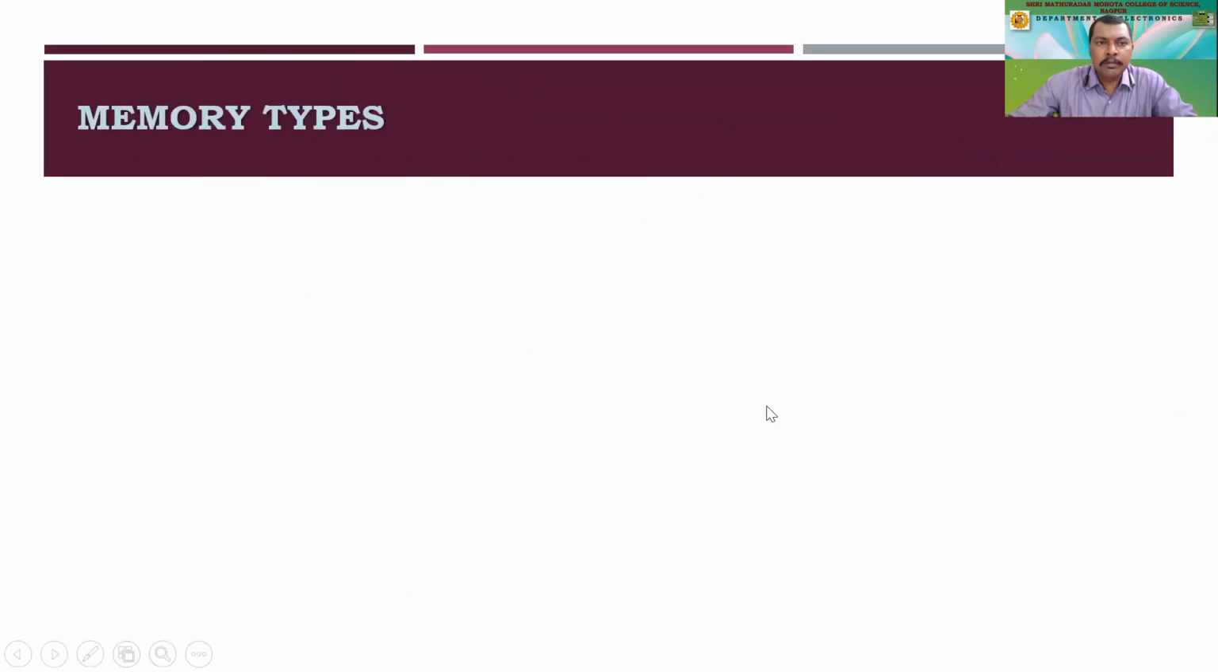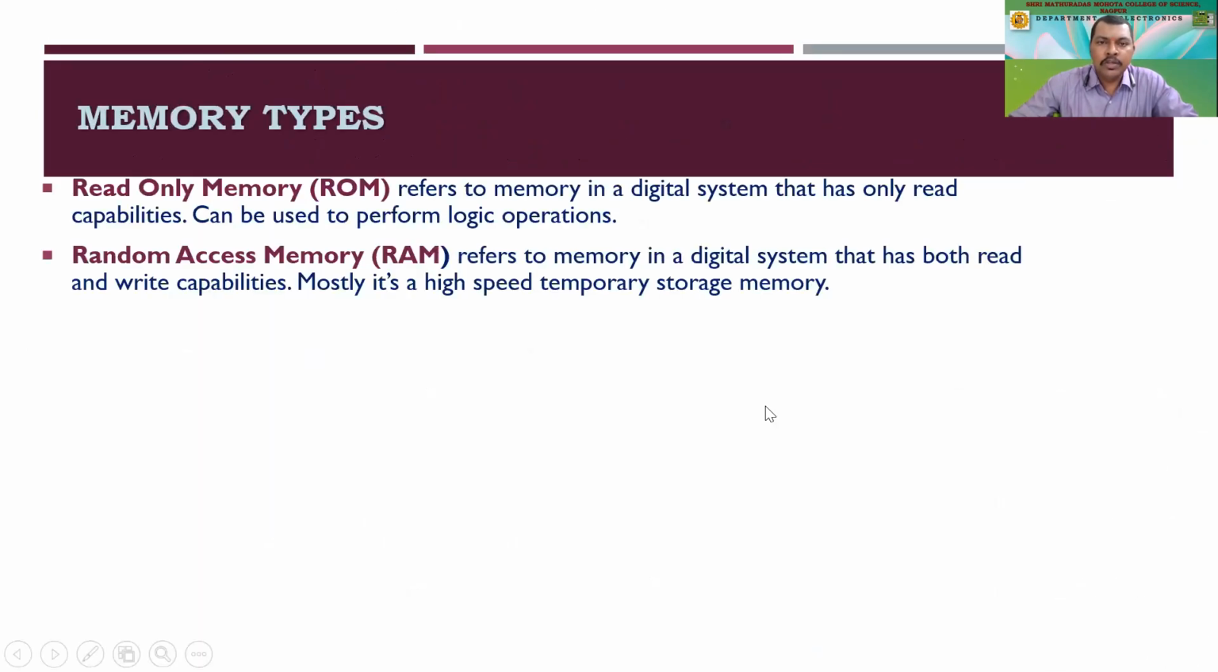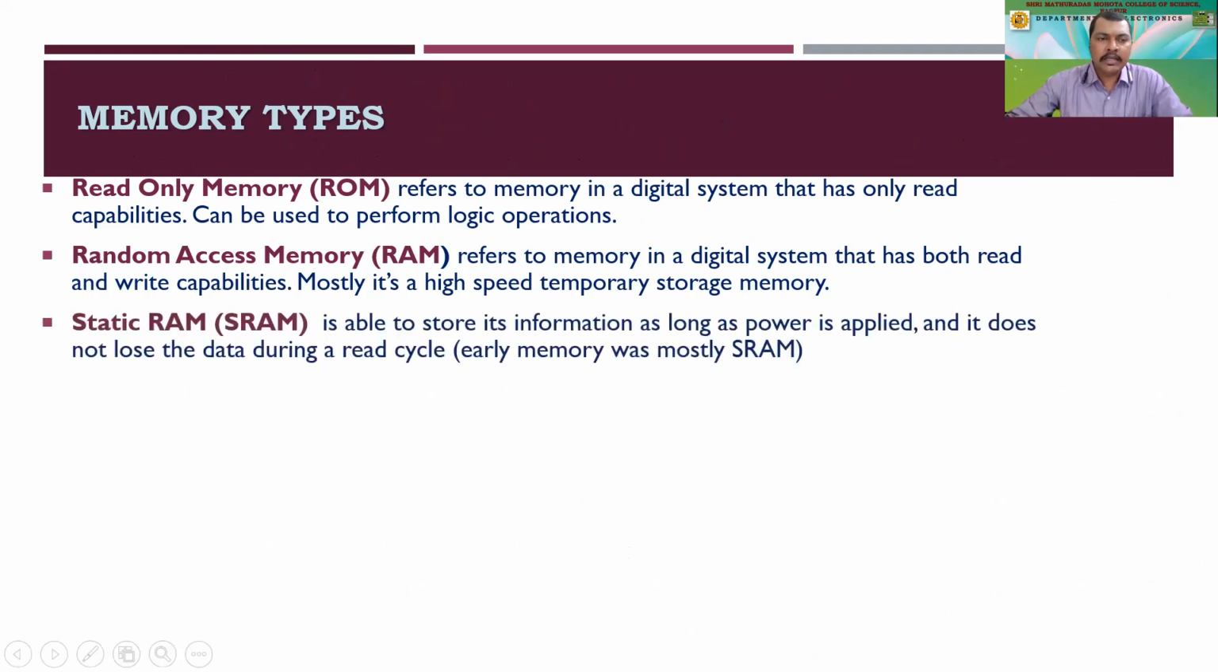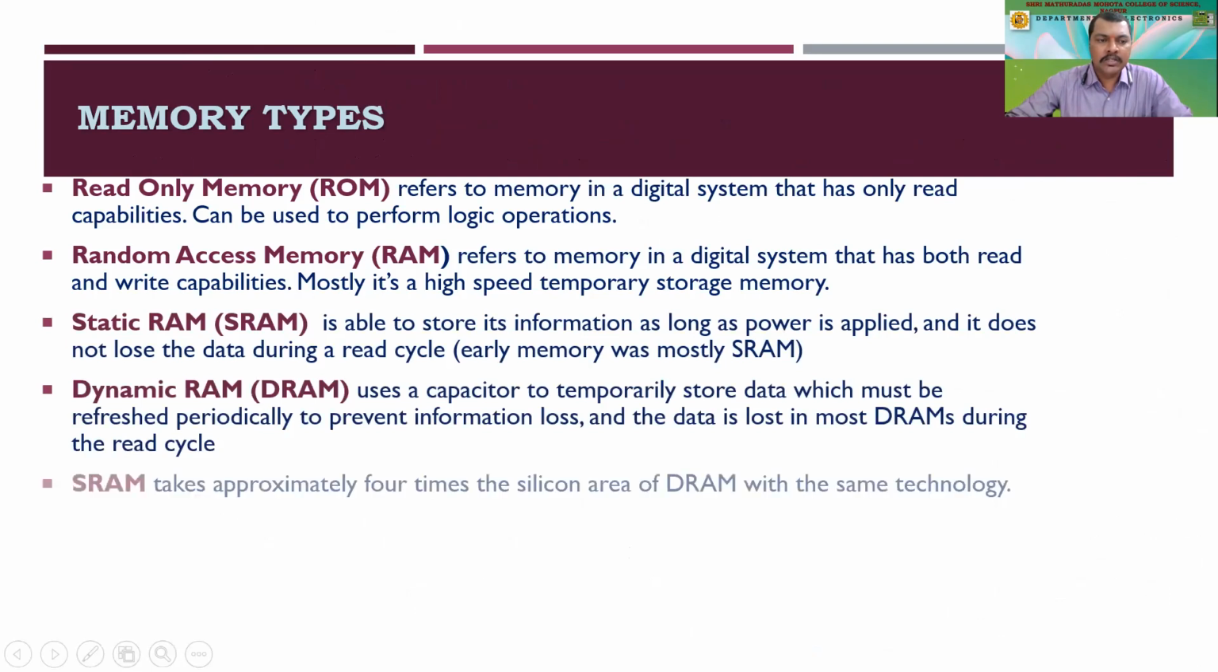And then we have studied the memory types. Read-only memory, where we are expecting the data to be read-only. We are not able to change or exchange the data. Random access memory, RAM, refers to a memory in a digital system that has both read and write capabilities. Mostly it's high-speed temporary storage. Why is it called temporary storage? Because as soon as the power is switched off, the data is deleted from the RAM. So we have two types of RAM, static RAM and dynamic RAM. Yesterday we studied this.